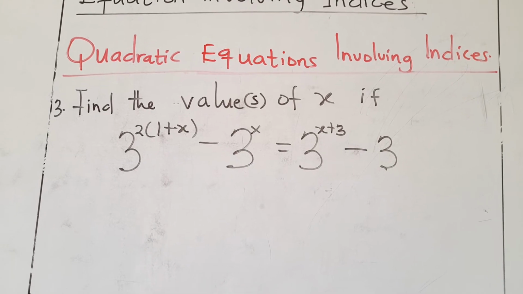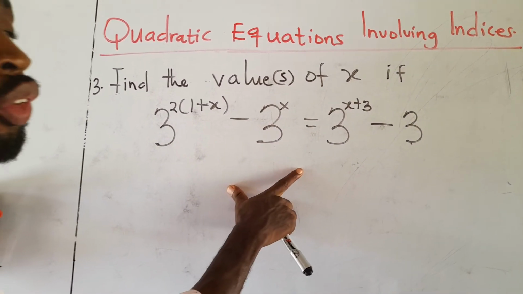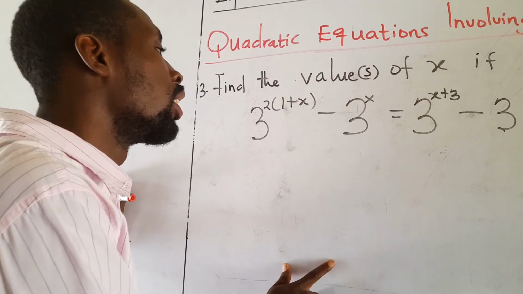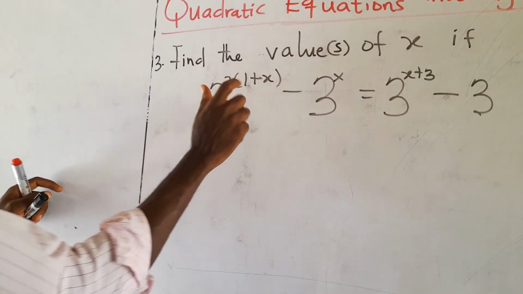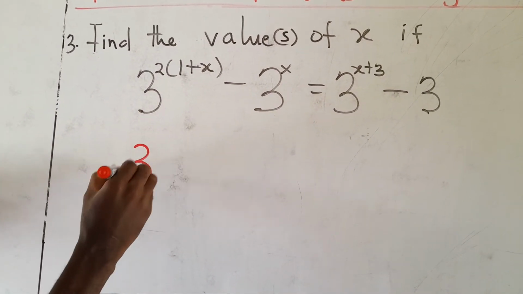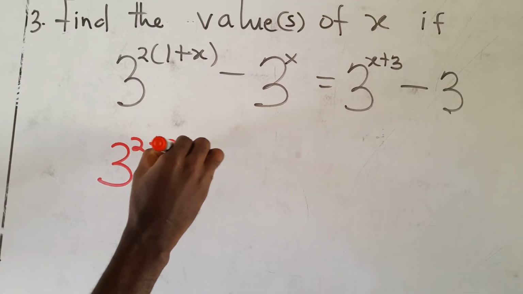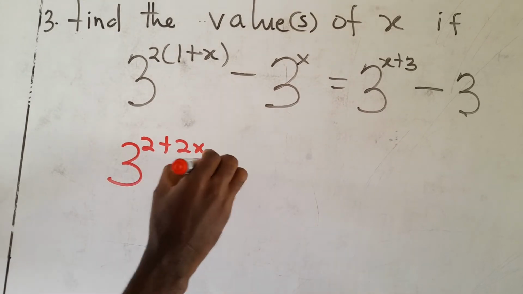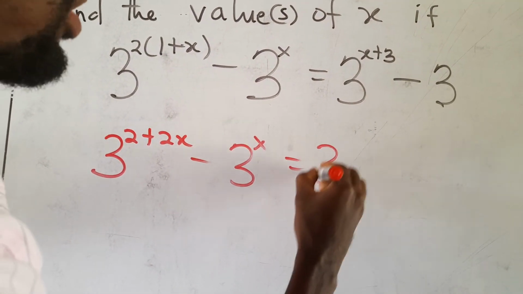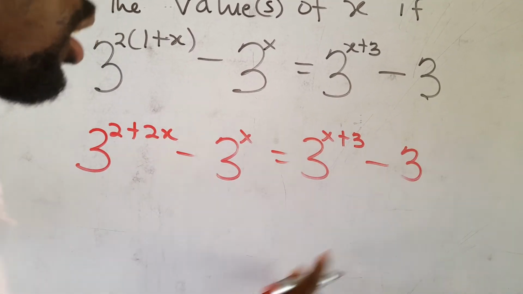We'll solve more questions on this so that you get the concept. So here is one more equation, a quadratic equation involving exponents. Please pause the video and try to see if you can find the solution to this. It's very easy. So what do we do? Let's expand this first. We'll have 2 times 1 will be 2 plus 2x minus 3 exponent x equal to 3 exponent x plus 3 minus 3.